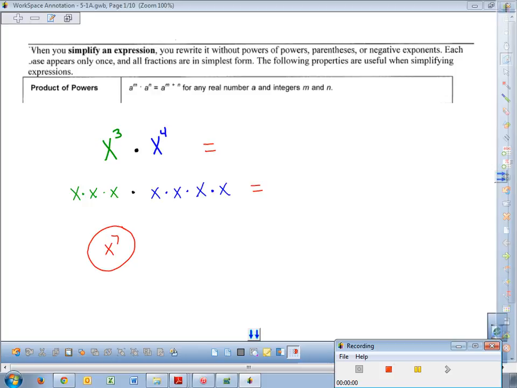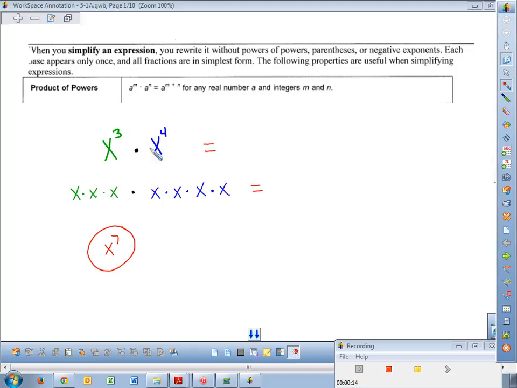Alright, this is 5-1A in Advanced Algebra 2, and we're taking a trip down memory lane from Algebra 1. You know, because you remember everything we taught you in Algebra 1. So here's a refresher of a product of powers.